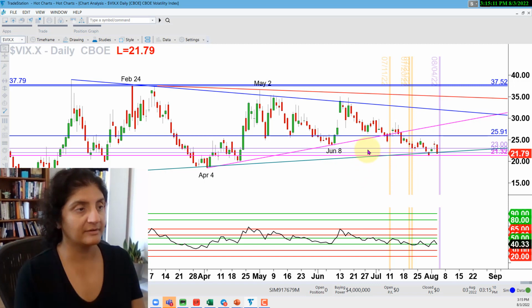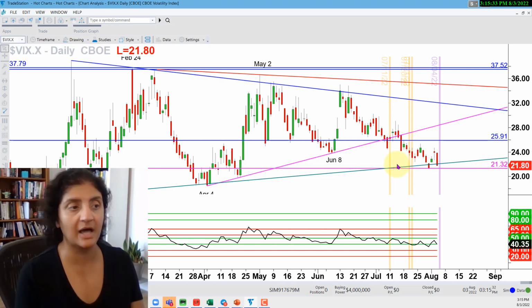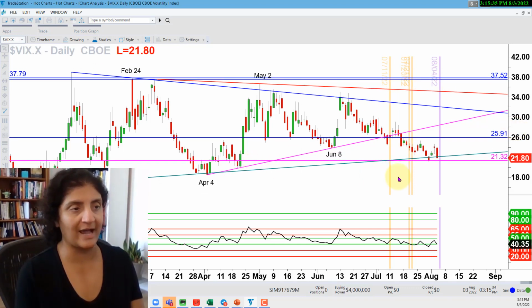where we have a couple of forecasts that we came into. There were intersections of price and time right here in mid-July, and you can see that the VIX did trade down into this zone right here. So that was extremely useful information. Now I'm going to remove those purple horizontal lines so we can focus in on the current action.